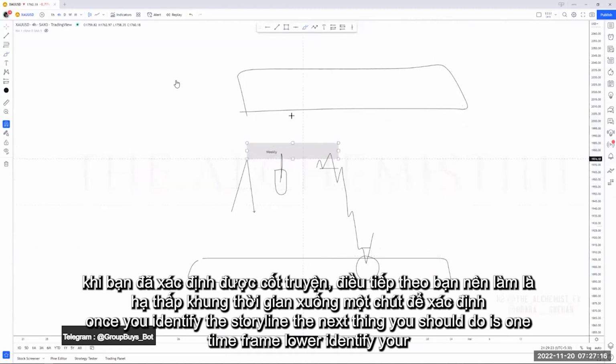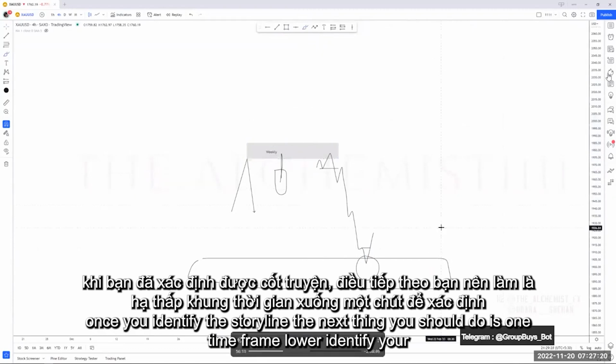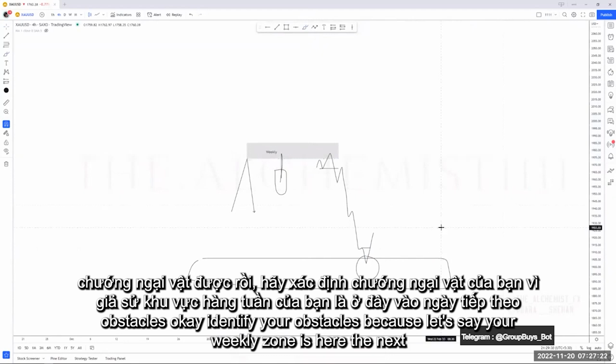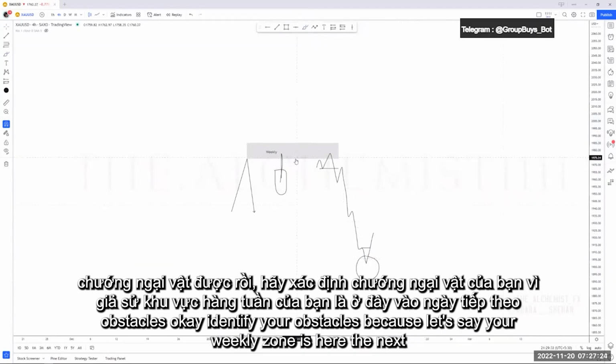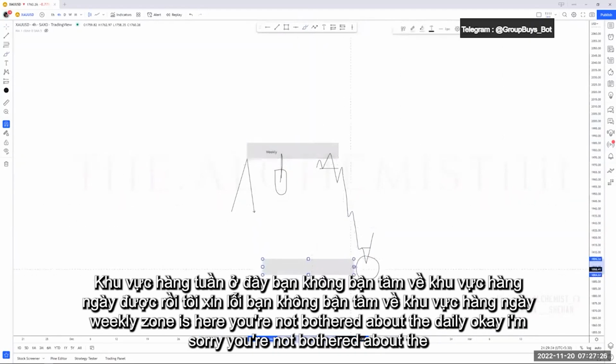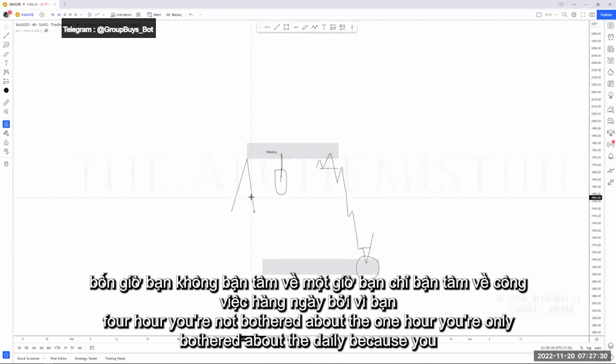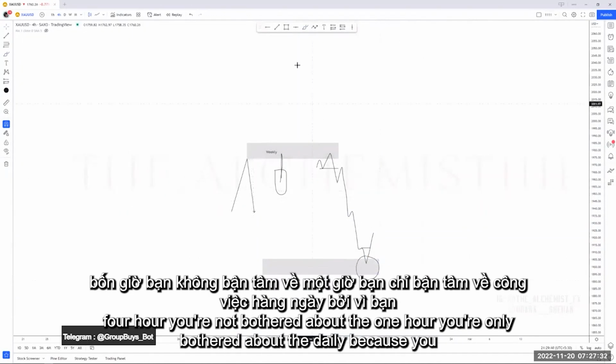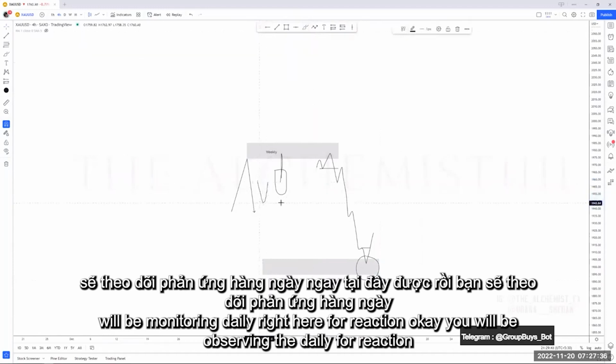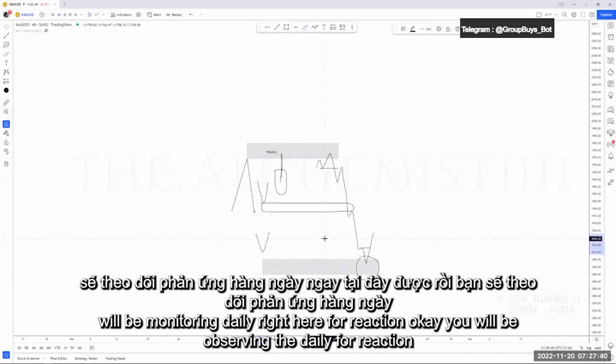So remember, once you identify the storyline, the next thing you should do is, one time frame lower, identify your obstacles. Let's say your weekly zone is here, the next weekly zone is here. You're not bothered about the 4-hour. You're not bothered about the 1-hour. You're only bothered about the daily. So you will be monitoring the daily right here for reaction. You will be observing the daily for reaction.